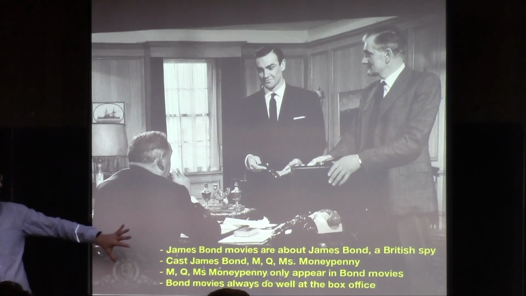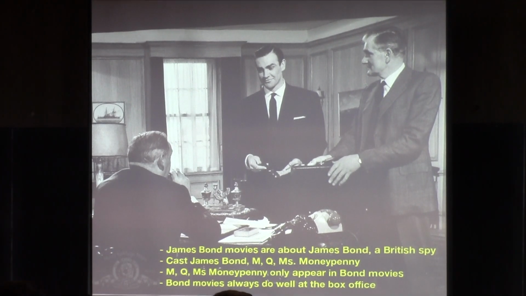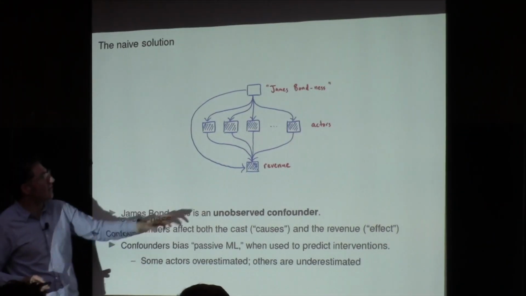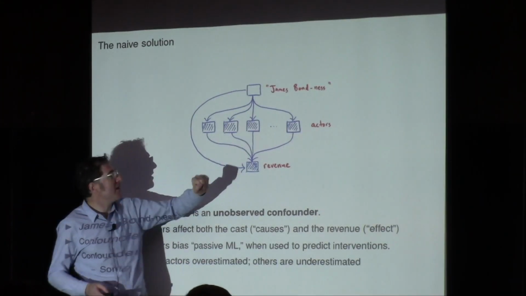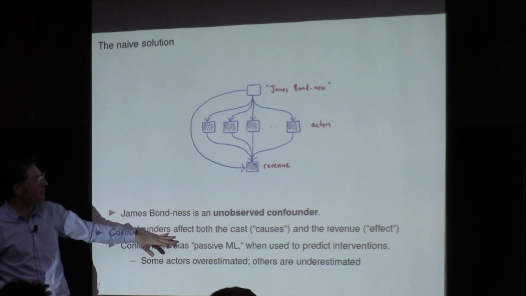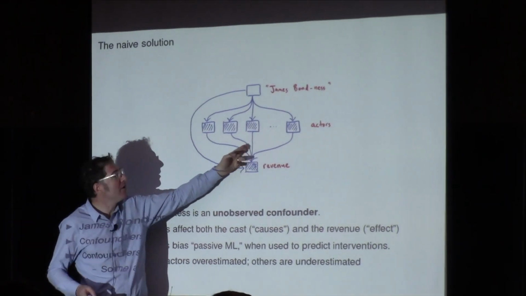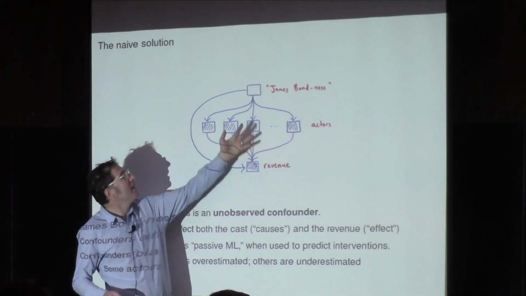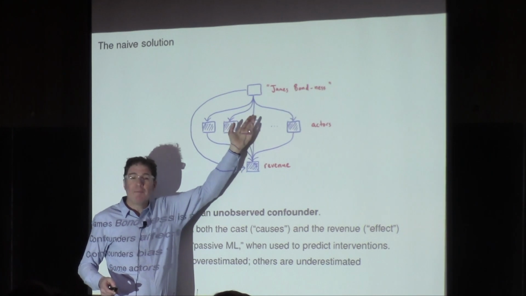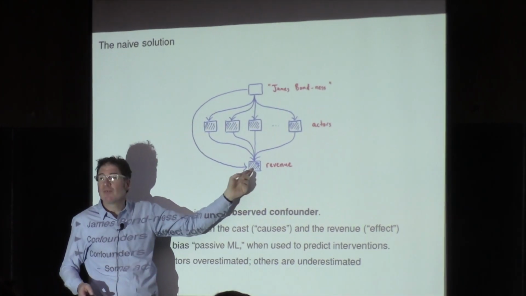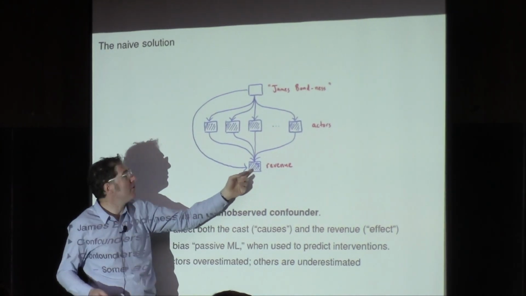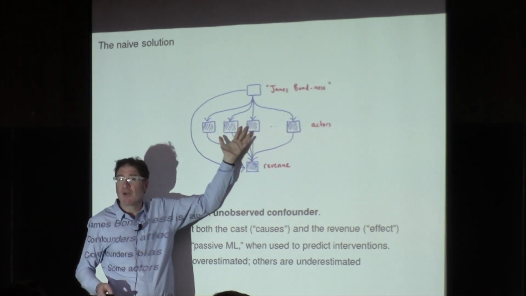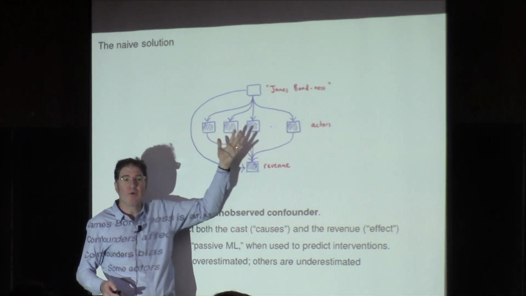And this captures the problem with doing this kind of standard predictive inference. James Bondness is what's called an unobserved confounder in this data set. It affects both the cast, which are the causes here, who's in the movie, and the revenue, the effect. So if I know I'm making a James Bond movie, it's going to do well at the box office, right? So there's a connection between James Bond and revenue. But it also determines who I'm putting in the movie. I call Sean Connery, of course, but then I also have to call M, Q, and Miss Moneypenny.